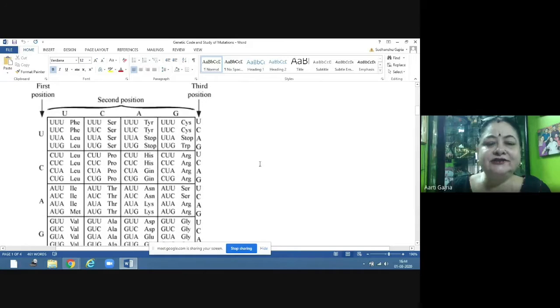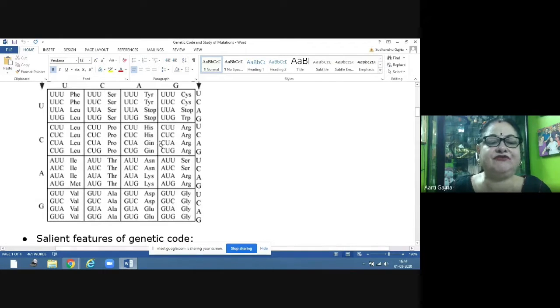Now, what is this checkerboard? They are the different combinations. We have four nitrogenous bases in RNA: uracil, cytosine, adenine, guanine. Uracil, cytosine, adenine, guanine. Now at the third position, you write all four together. So these are the different combinations which can be formed. So a total of 64 codes can be formed if we take 3 together. So with 3 together, these are the 64 codes which are formed.